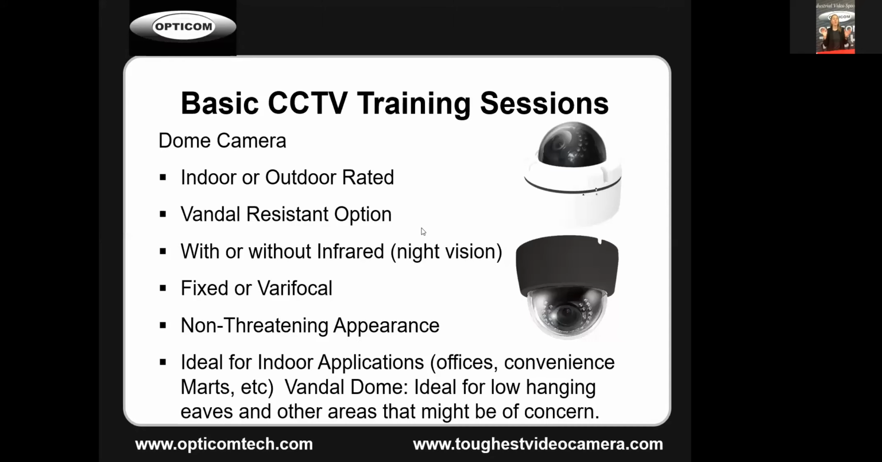Okay. So that's going to be ideal for indoor applications, like I said, so offices, convenience stores, things like that. The vandal dome is going to be ideal for a low-hanging eave or other areas that might be of concern. So if you've got an 8-foot or a 10-foot eave, maybe we'll say an 8-foot, and you've got a bullet up there, right? Now your cable's not hanging, but you can very easily knock it with a bat and make it look a different way, or knock it down, whereas a vandal dome is built to take that impact a little bit more. So that's when you're going to use a vandal dome over a bullet in an outside application.